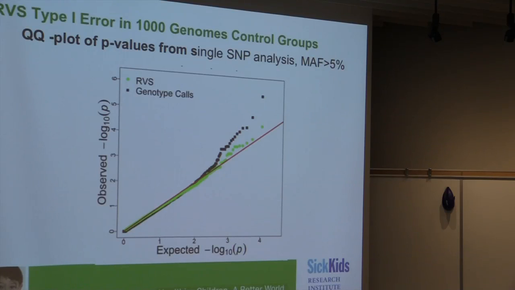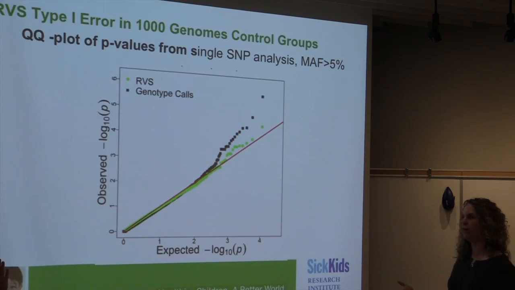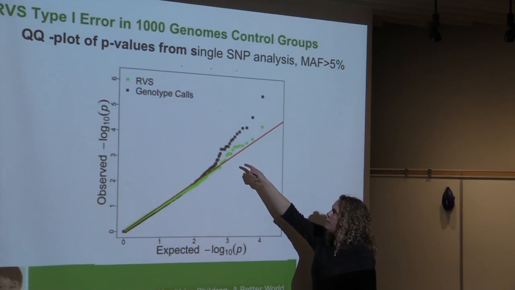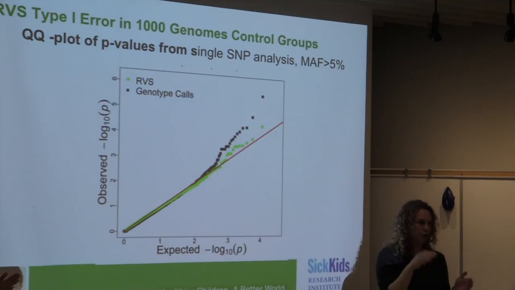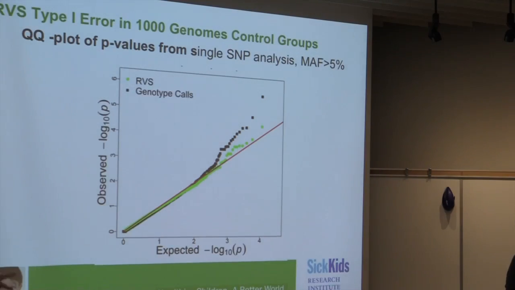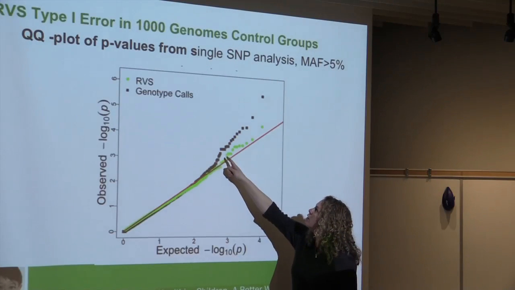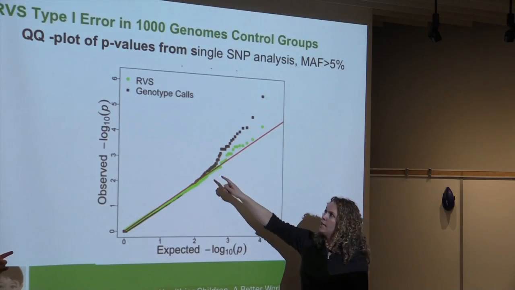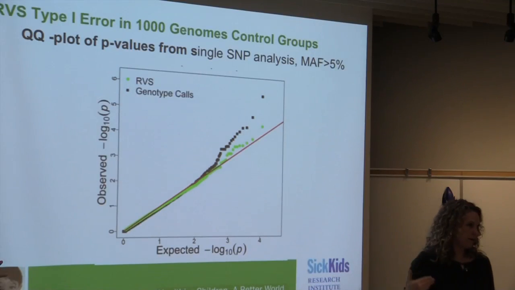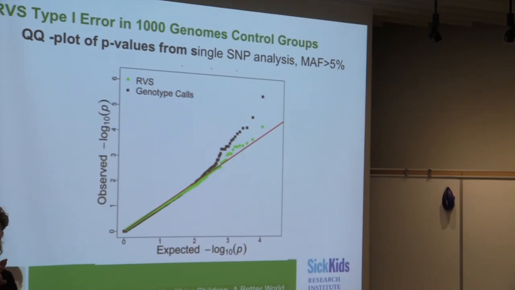Okay, so this is that plot I showed you earlier on, but now you know a little bit more about RVS. You can see now, comparing the 1,000 genomes exome, so high read depth, to low read depth, that you have quite a bit of inflation here if you were to use the genotype calls, but RVS does a nice job of controlling that inflation, and that's quite a difference in read depth.